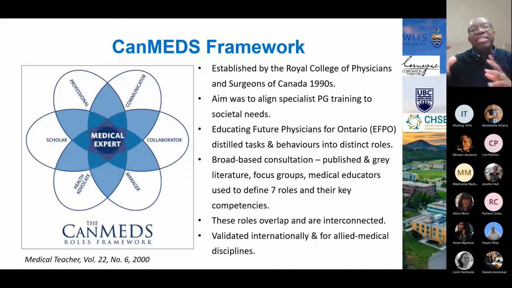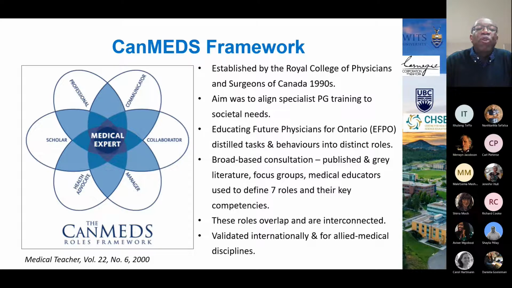They then distilled the tasks and the observable behaviors listed in the CanMEDS into the seven roles that we can see here. They did that with broad consultation with the literature. They looked at the roles that doctors are meant to perform, at both published work and the gray literature, the unpublished work. They conducted focus group meetings and met with medical educators who had been teaching for many years. All of that broad-based consultation led to the emergence of these 7 roles on the left: the medical expert, the professional, the scholar, the health advocate, the manager, the collaborator, and the communicator.